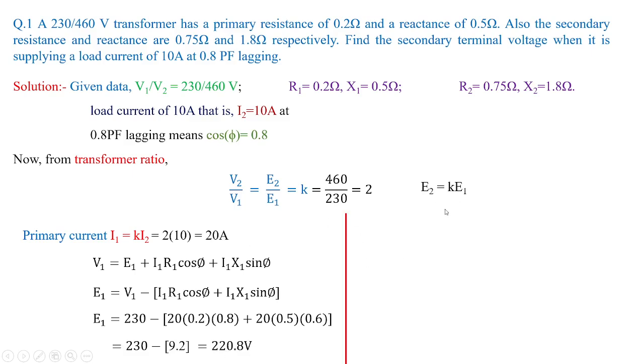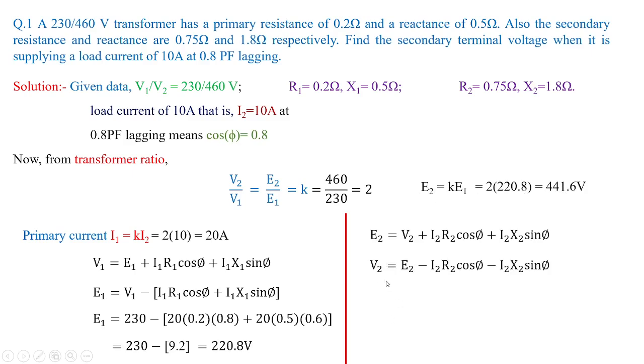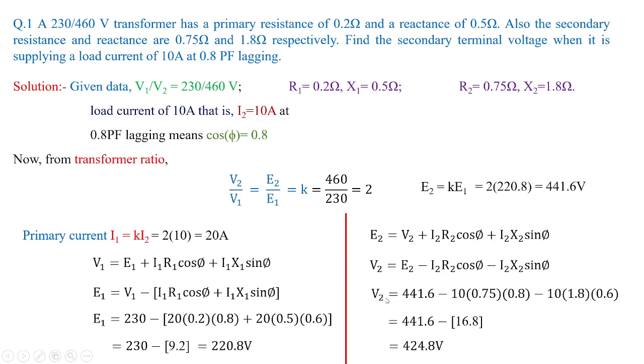Now again, from the transformer ratio, E2 is equal to K E1. With that, we are going to get the value of E2 equal to 441.6 volts. Now once E2 is obtained, we can get the value of terminal voltage, which is our requirement, equivalent to E2 minus I2 R2 cos phi minus I2 X2 sin phi. Substituting the above values, we are going to get the terminal voltage, which is nothing but 424.8 volts. Now this is the result for lagging power factor.